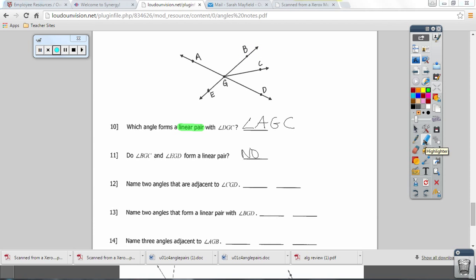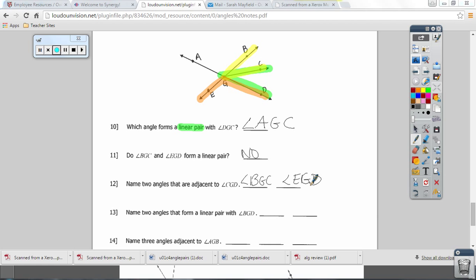Okay, so no. Let's look at the next one. Name two angles that are adjacent to CGD. That's this angle right here. So remember, in order to be adjacent, what has to happen? They have to share a vertex and they have to share a side. So this one's going to share a side, going to share a vertex. That's one. We look at another one. Has to share a side, has to share the vertex. That's the other one. So I have angle BGC, or if you write it around, CGB, that's right too. And angle EGD, or DGE.